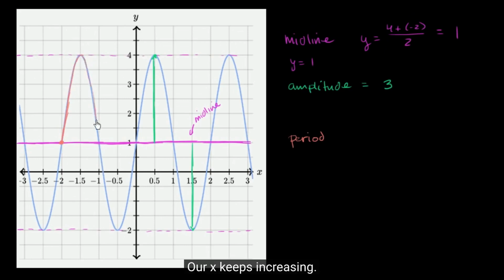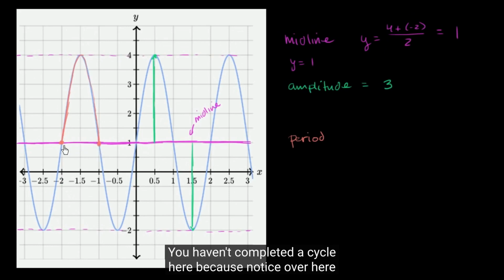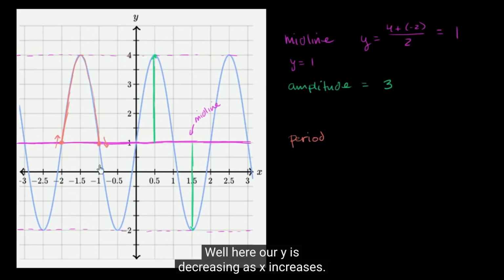Now you might say, hey, have I completed a cycle here? Because once again, y is equal to 1. You haven't completed a cycle here, because notice over here, our y is increasing as x increases, while here our y is decreasing as x increases. Our slope is positive here, our slope is negative here.